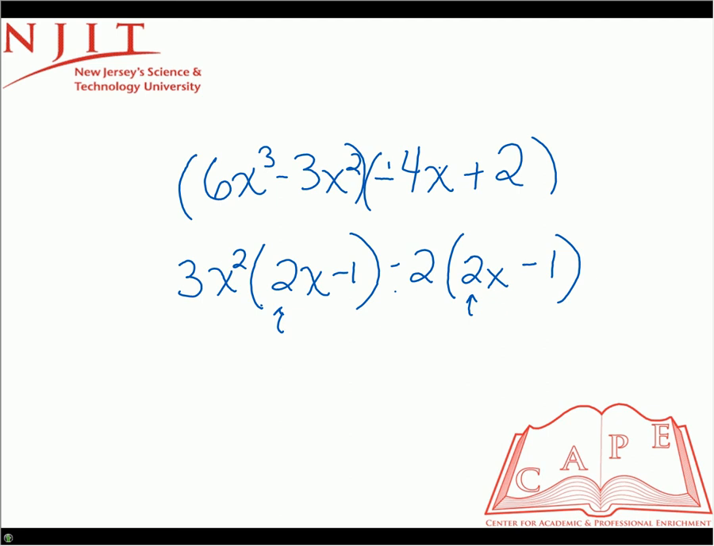So, as you do more problems like this, you'll pick up more of these little tricks and trades that will allow you to do the problems much faster. So we have a common 2x minus 1, and then our leftovers comprised of 3x squared minus 2, which is our final answer.